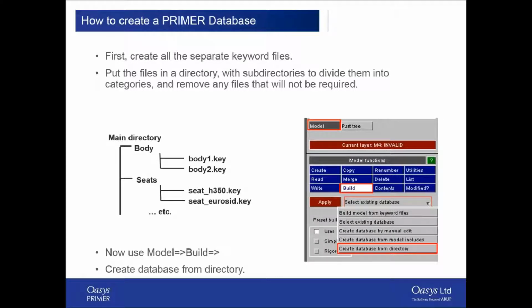So if you want to try this, how do you get started in Primer? Well, the first thing is to try and build a database. The database, by the way, is an XML file that you store in your system somewhere. The easiest way of creating it is, first of all, to create a directory structure with all your include files on your system. You can split that up into different subdirectories and so on, but basically have one area where all the include files you want to use are organized into a directory structure. Then in Primer, if you go to Model Build, you can click on Create Database from Directory.